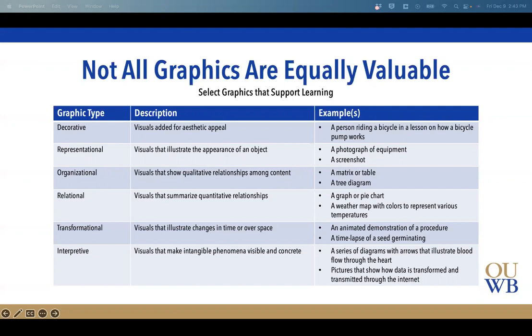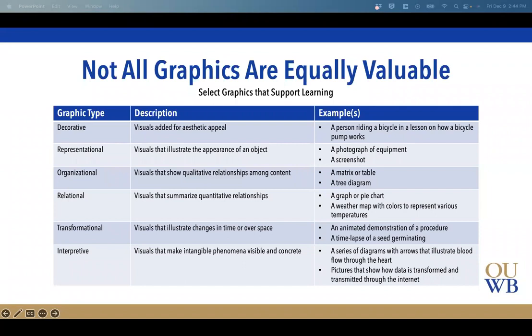Okay, some general recommendations related to graphics. You want to minimize decorative graphics as they don't really do anything to foster generative processing. As I said, in certain instances, they can actually detract from learning. Representational graphics are fine depending on your goal when presenting an image, but they're typically less valuable than graphics presented at the lower part of the table.